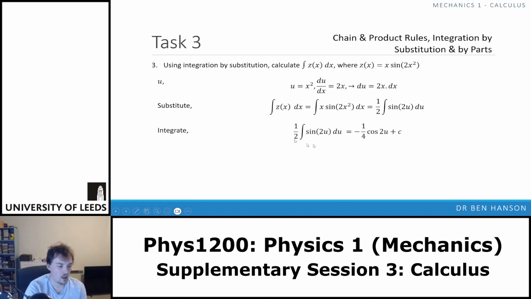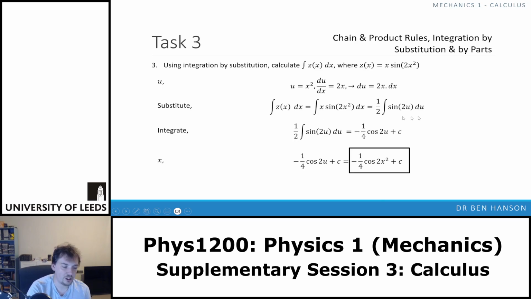Integrate it now. A half the integral of sine 2u du. Integral of sine is minus cos, and we divide by that 2, times it by this half. We get minus 1/2 cos 2u plus c. Substitute back in for x, and we get that the integral of z of x dx is minus 1/4 cos 2x squared plus c. And there we have it.